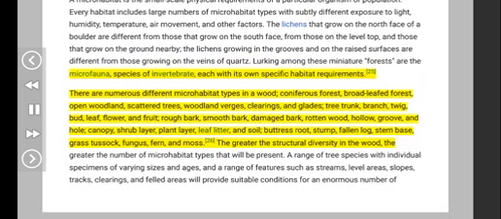25. There are numerous different microhabitat types in a wood: coniferous forest, broadleafed forest, open woodland, scattered trees, woodland verges, clearings, and glades, tree trunk, branch, twig, bud, leaf, flower, and fruit, rough bark, smooth bark, damaged bark, rotten wood, hollow, groove, and hole, canopy, shrub layer, plant layer, leaf litter, and soil, buttress root, stump, fallen log, stem base, grass tussock, fungus, fern, and moss.